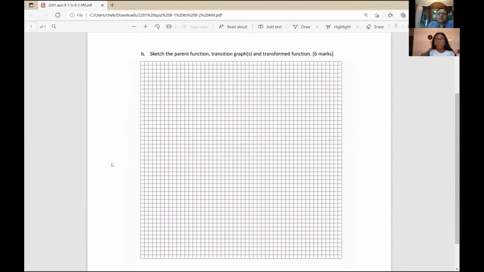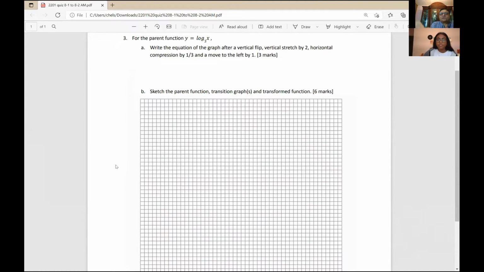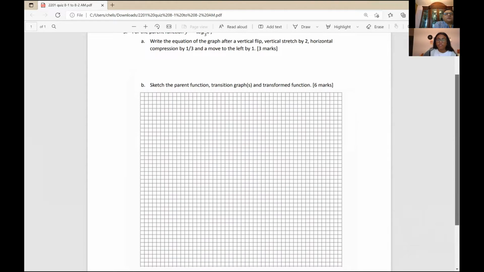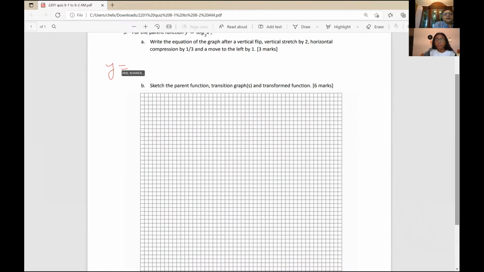Let me write down the equation also. Yeah, this much is good. So let me write down the equation. We got the equation as y equals minus 2 log to the base 3 of 3 times, right? 3x minus 1, plus 1. Yes, this is your equation.